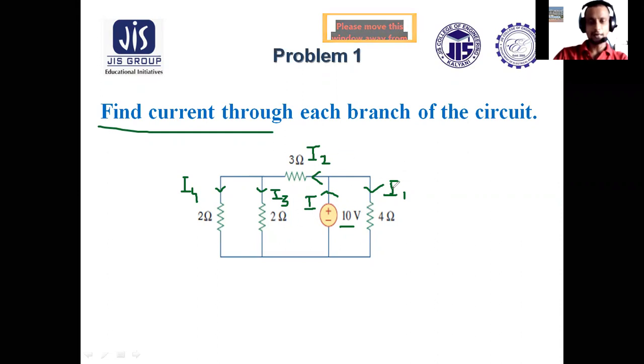So first, to find I1, we need to know what I is, because I1 is a divided current of I. I is the total current, which is divided into I2 and I1. So to determine I1 using the current divider rule, I needs to be known. Similarly, to determine I3 or I4, the I2 current is getting divided into I3 and I4. So to determine I3, the I2 current needs to be known to us. So how shall we proceed? First, let us determine the I current.